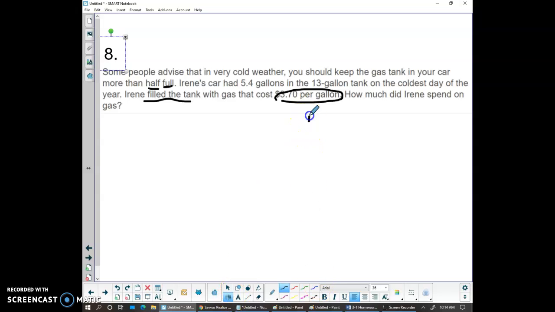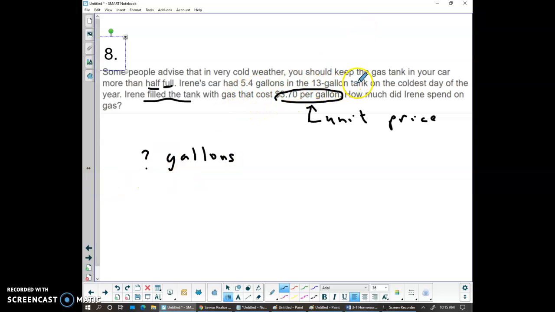All right. So, in this particular problem, you're not really finding the unit price because they give you the unit price. You're not dividing to find the unit price. They're telling you it's $3.70 per gallon. That's the unit price. What you need to do is figure out how much money she spent on gas. So the first question is, how many gallons did she buy? Because the price of gas is dependent on how many gallons you buy.